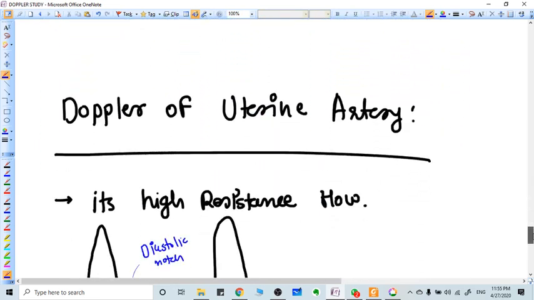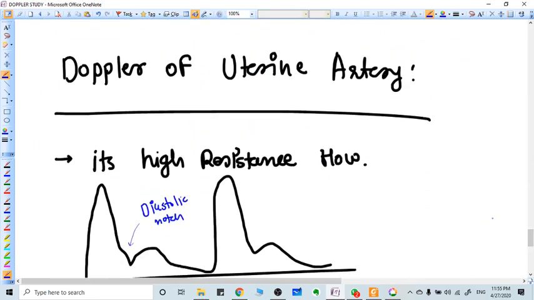The third vessel we are going to talk about is uterine artery Doppler. Now, the two vessels we were discussing before were the vessels of the fetus, where the blood comes from the fetal heart. But in uterine artery, the blood comes from where? Maternal heart. Now we are talking about maternal heart. So it has very different waveforms.